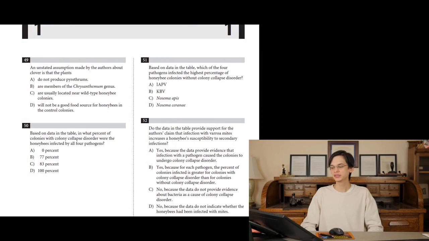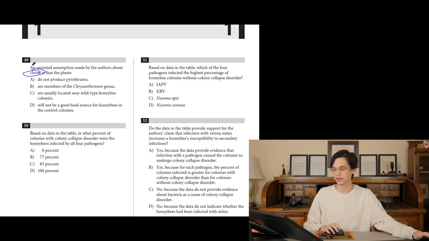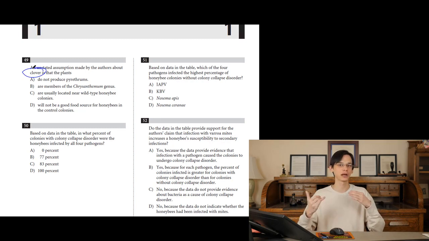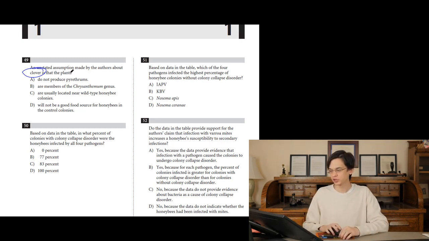Question number 49 on the reading portion of College Board's Test 3. An unstated assumption made by the authors about clover. An unstated assumption about clover is that the plant does something, okay? This might be hard to answer without looking at the answer choices, honestly, but an unstated assumption is what they assume even though they never directly say it. Is that the plant does not produce pyrethrums?